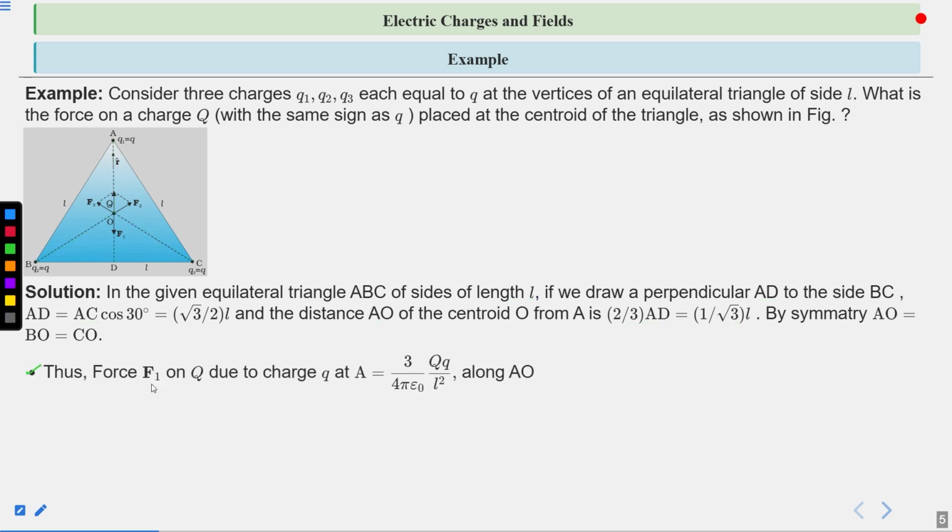Thus, force F1 on charge Q, which is placed at the centroid, due to charge q placed at point A, similarly other charges placed at different positions. So it will be 1 divided by 4 pi epsilon naught, Qq divided by L square along AO. So here the direction of force: q1 is positive and capital Q, which is placed at the centroid, is also positive. So the direction of force is along AO, repel.